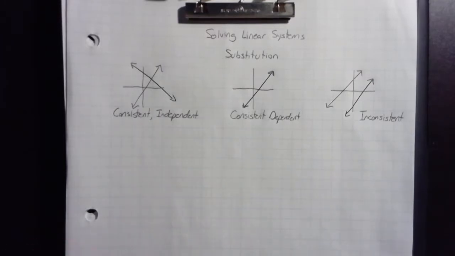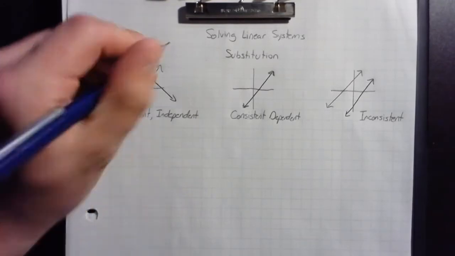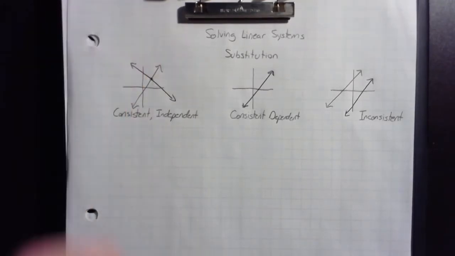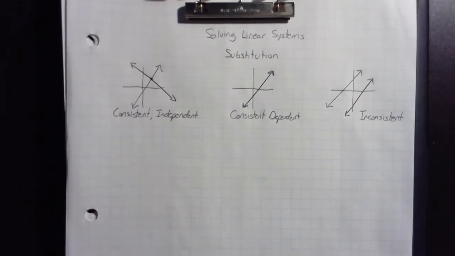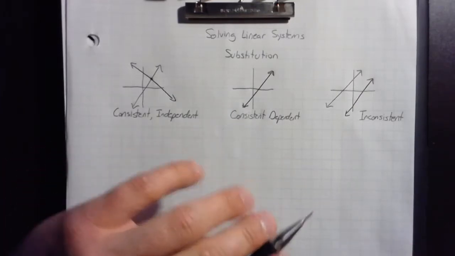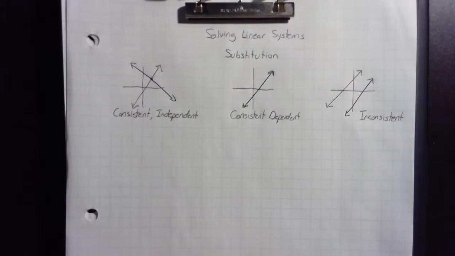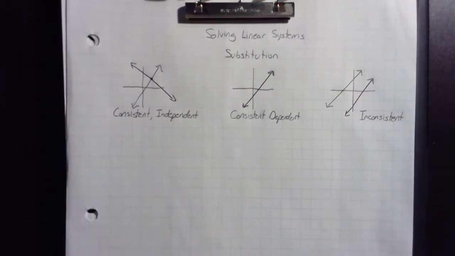So let's review our 3 ways that 2 lines can intersect. The first way is they intersect at a point. And when this happens, we have a consistent and independent system of equations. Our next way is when 2 lines are the exact same, which means that they have an infinite amount of solutions. We call this a consistent and dependent system of equations.